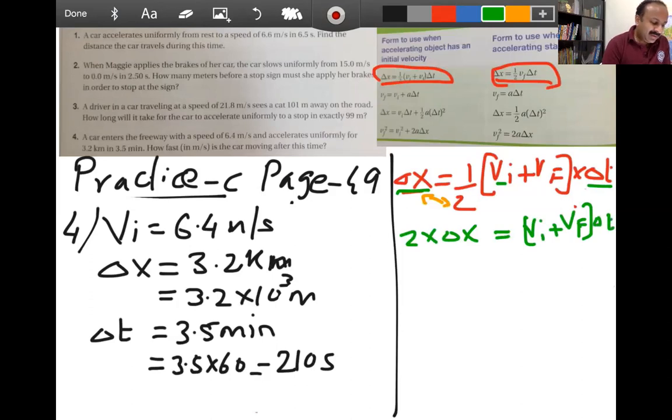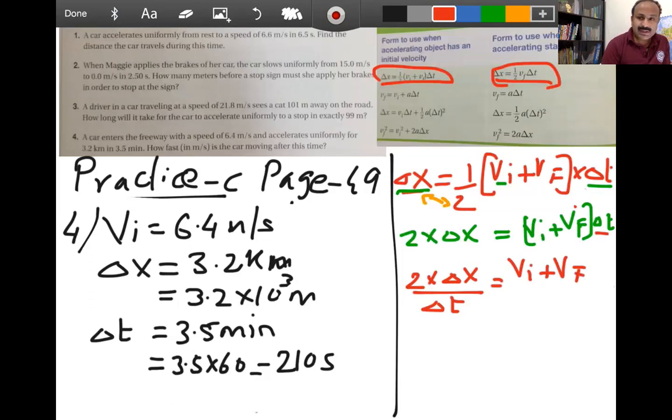Now you're looking for vf. So delta t is outside the bracket, so this delta t also you can bring to the left hand side. So this will go where? It will go to the denominator. So this will become 2 times delta x divided by delta t is equal to vi plus vf. It's simple mathematics. Now everything is simple. So vf will be equal to how much? 2 times delta x divided by delta t.